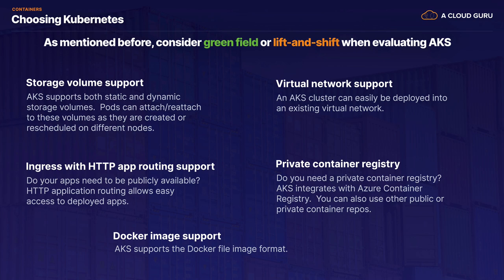A Kubernetes cluster can be deployed directly into an existing virtual network. So if you've put some time into configuring your virtual network, just as long as you've accounted for some space for a Kubernetes cluster, you can just drop them right in. It's just about as easy as deploying a VM into it, really. And private container registries. If you need them, then Kubernetes will integrate with the Azure Container Registry. And you can also use any other public or private container repos as well. Lastly, Docker image support. Kubernetes will happily support the Docker file image format, so if you're coming from a Docker environment, you won't have to redo all that work you've done.